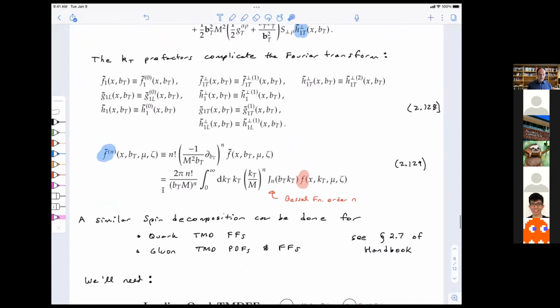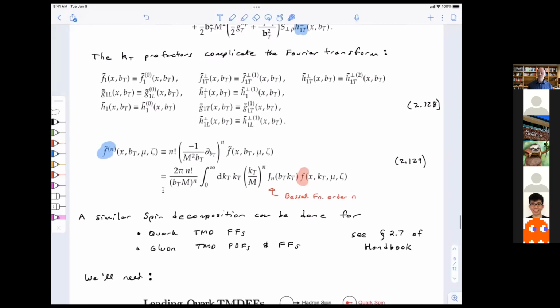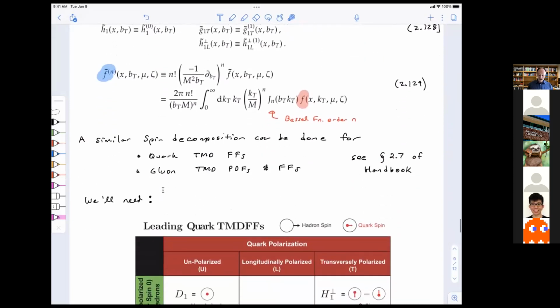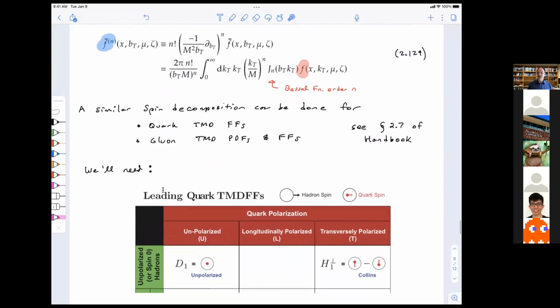I should also mention that there's a similar spin decomposition that you can do for fragmentation functions. It's in the handbook. For gluon TMD PDFs, it's in the handbook. And gluon fragmentation function in the handbook. Section 2.7, lots of good stuff in there. Have a look. In these lectures, we're not going to need very much of that extra stuff. We're just going to need one little bit of extra stuff.